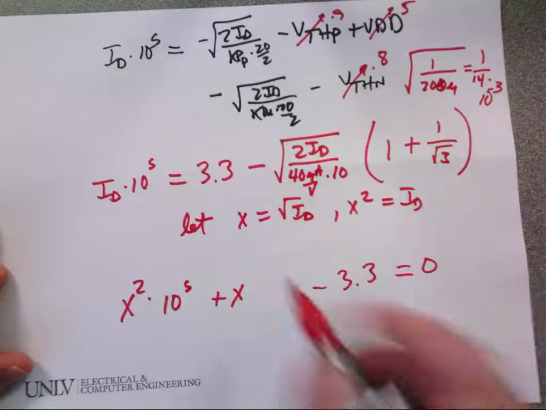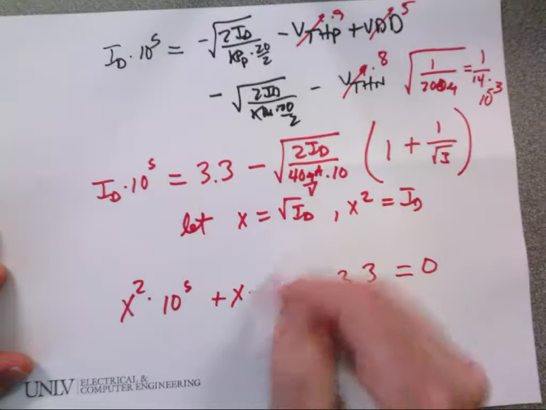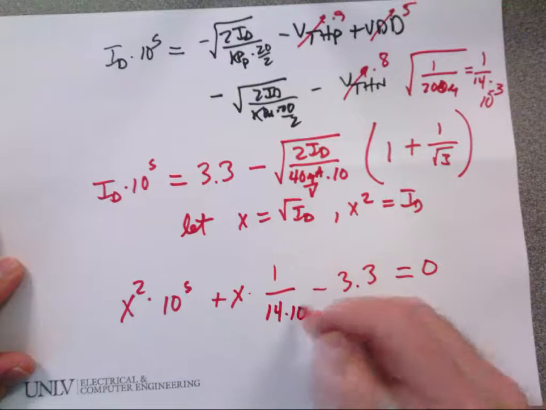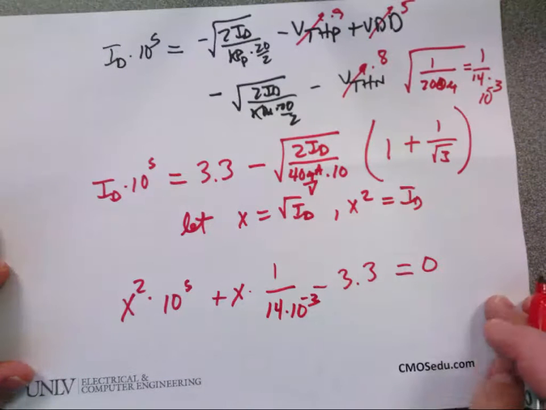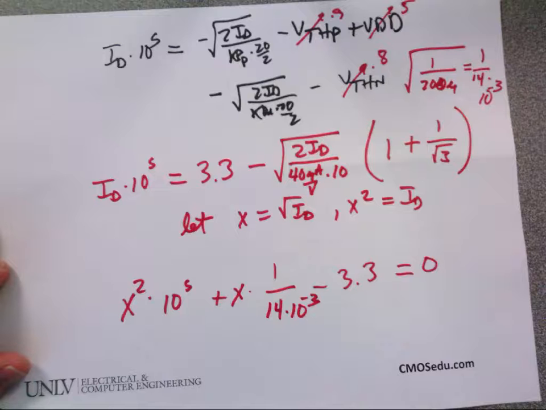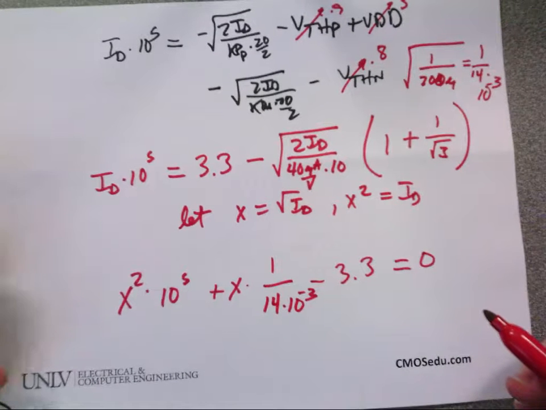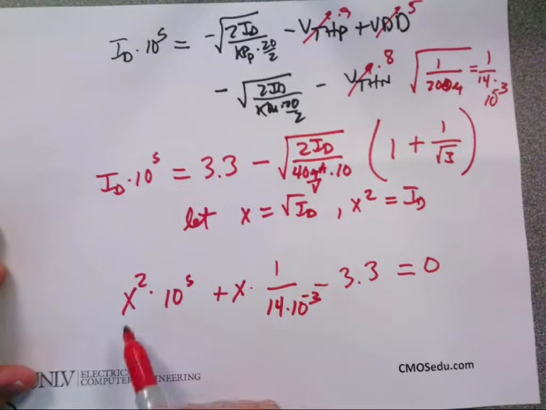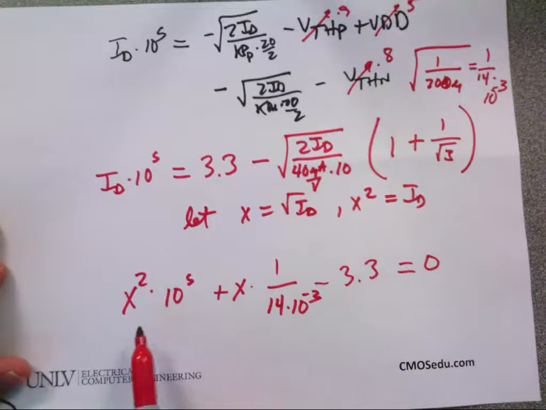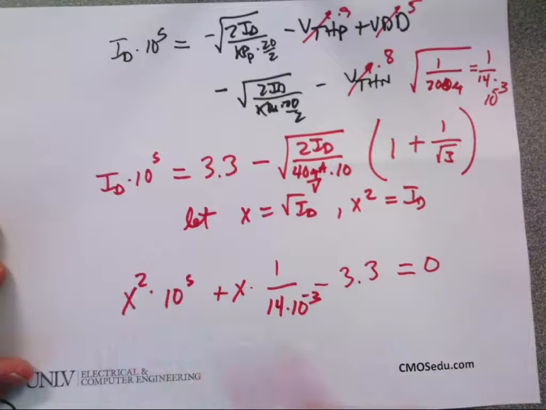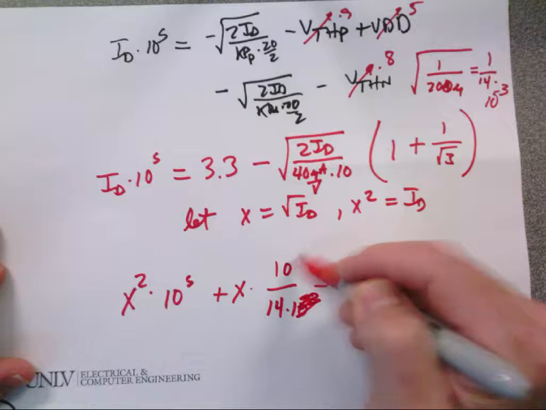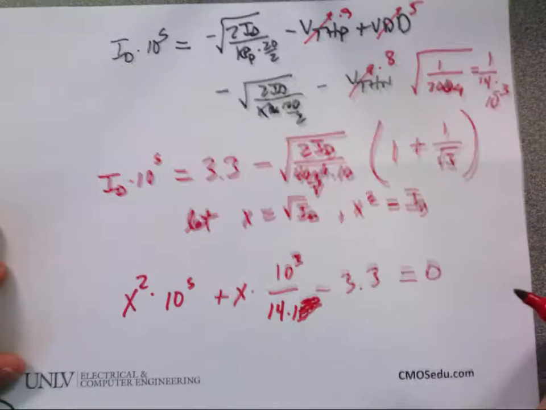So now I'm going to write over here times 1 over 14 times 10 to the minus 3. But I don't want a mistake. So you know what I'm going to do? I'm going to multiply through by 10 to the minus 5. Actually, I could do something else here. I could say, now let's let x equal 10 to the 3 times x squared. Move this up. Would everybody be okay with that?